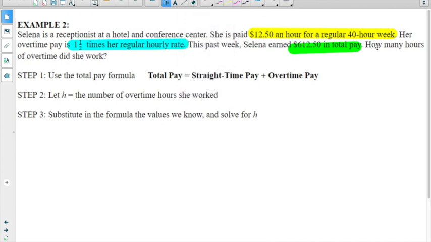Okay, this time we're being asked to find how many hours. So I've broken it into steps for you. Use the total pay formula. So using this idea of total pay, we are going to break it down. Okay, so if her total pay amount is $612.50, that is equal to her straight time pay plus her overtime pay. Her straight time pay is $12.50 times 40 hours.